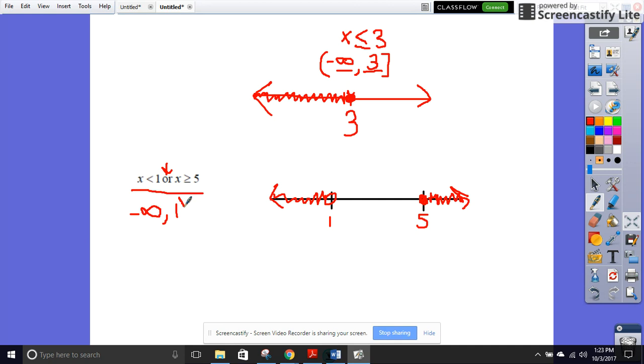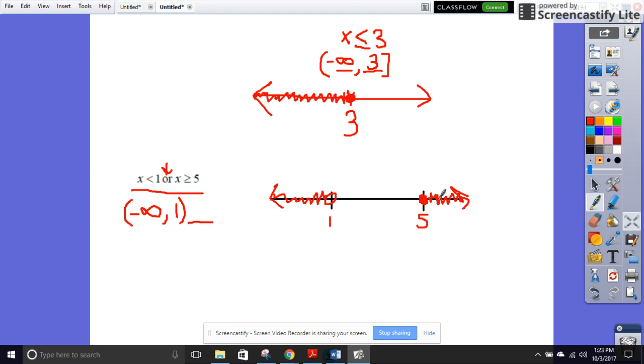1 is not included, so it gets a parentheses. Infinity always gets a parentheses. Okay, I'm going to leave a little space because there's a symbol that I have to put right here. I'm going to go ahead and do this one first. I'm going to leave a space right there for that symbol.